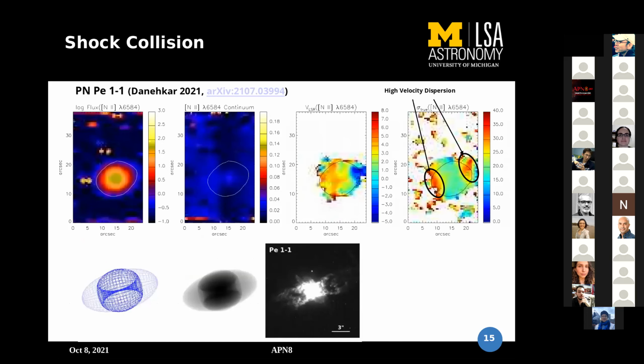And this one is PE11s. Here at the bottom, you see the Hubble Space Telescope image. And if you look at the velocity dispersion maps, you see very high dispersion on both sides of this planetary nebula, in the region where there is outflow. So this could be related to interaction with the ambient ISM density. Due to interaction with ambient densities, we have very high velocity dispersion in the region of the outflow. So we can also use this to detect shock collisions.